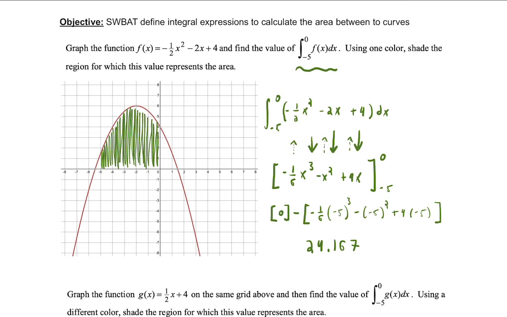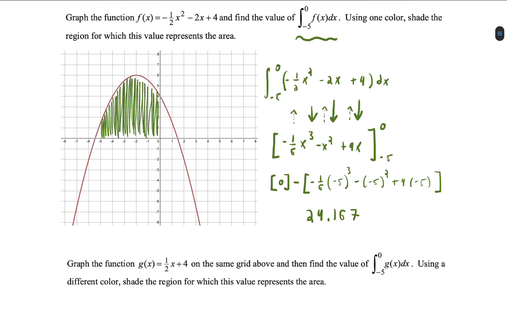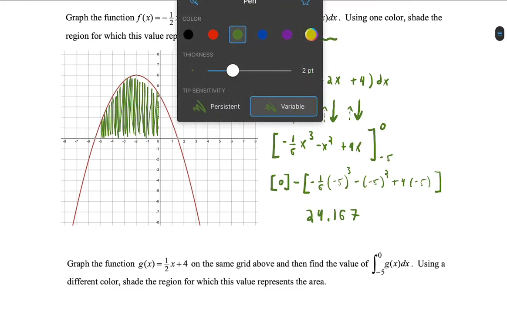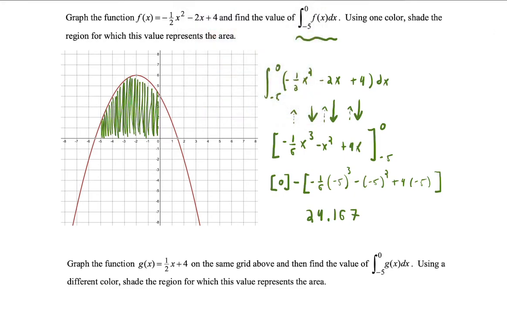Like if I did that full rectangle from -5 to 0, it'd be 30, and we chop off a little bit. Yeah, 24.167 sounds good. So now on this same graph, I'm going to graph the function 1/2 x plus 4. And so it has a y-intercept of 4 and a slope of up 1/2.